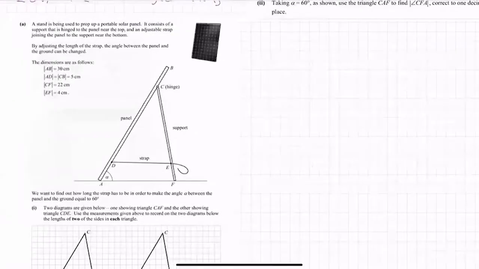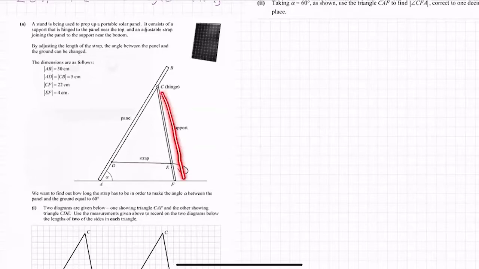So a stand is being used to prop up a portable solar panel. This bad boy. It consists of a support that is hinged to the panel near the top and an adjustable strap joining the panel to the support near the bottom. So what it's telling you is that there's a support here that's holding up your panel and there's a strap here to tie them together.